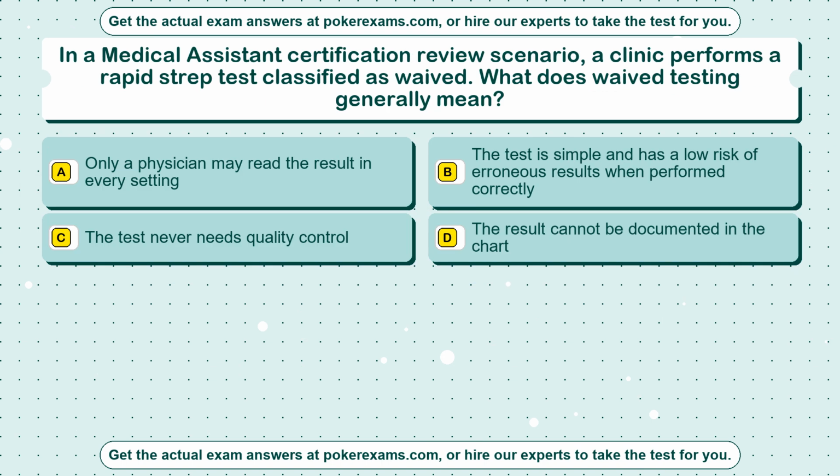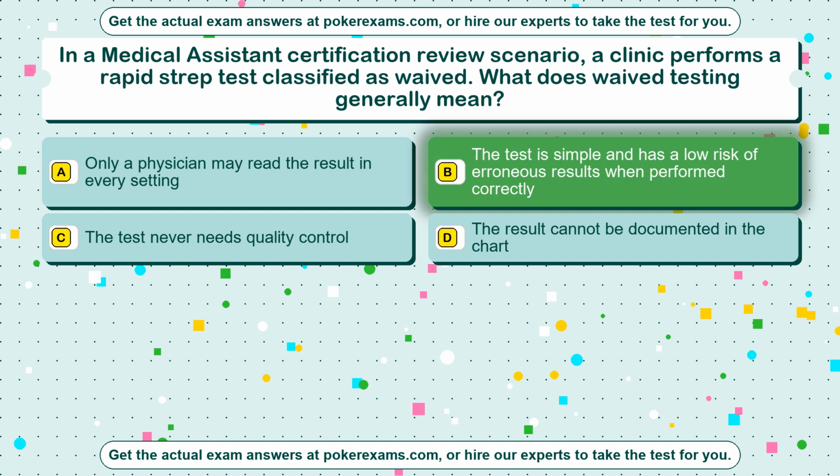Question 55. In a medical assistant certification review scenario, a clinic performs a rapid strep test classified as waived. What does waived testing generally mean? Option A. Only a physician may read the result in every setting. Option B. The test is simple and has a low risk of erroneous results when performed correctly. Option C. The test never needs quality control. Option D. The result cannot be documented in the chart. The correct answer is option B.